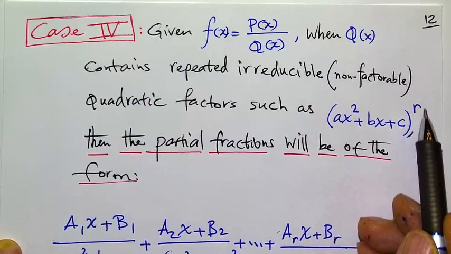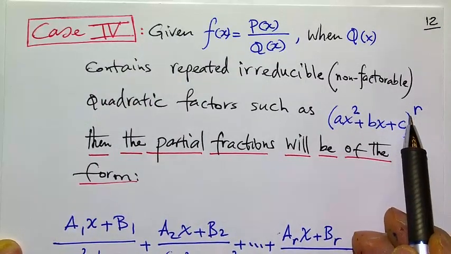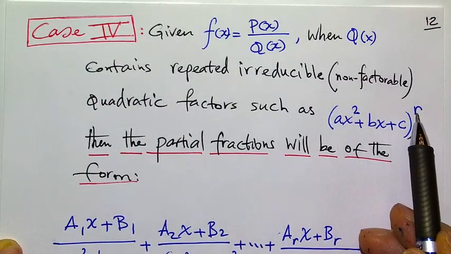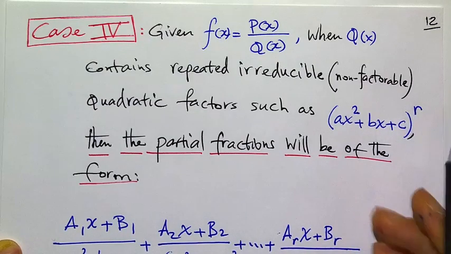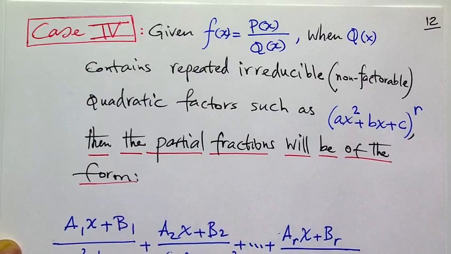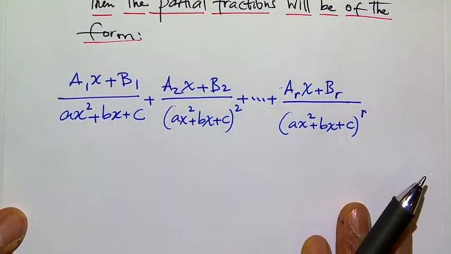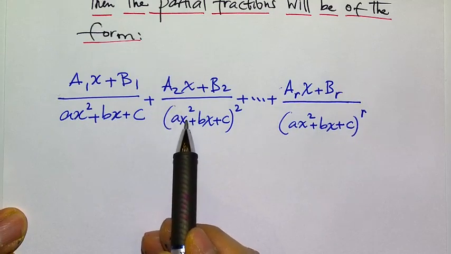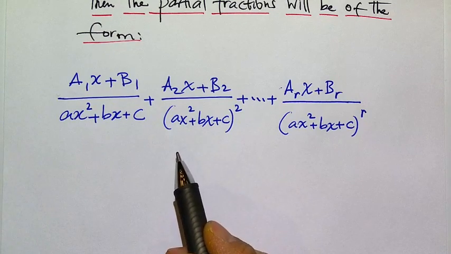So they didn't have a power on the outside. But in case 4, it's possible that we have irreducible, non-factorable quadratic factors that have an outside power, that are repeated. Then the partial fractions will be of this form. Okay? So you start with this.